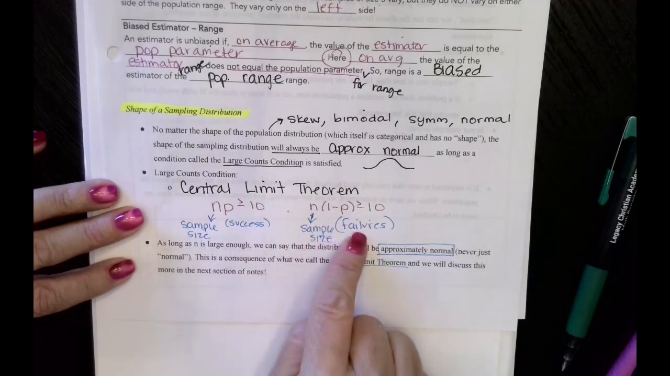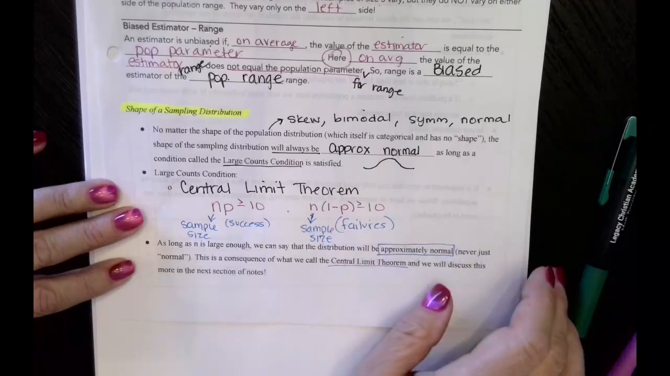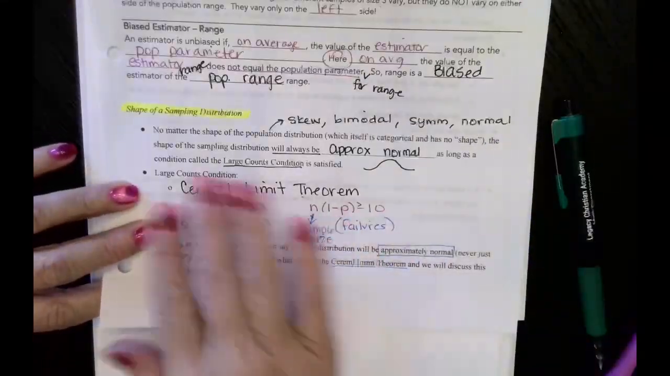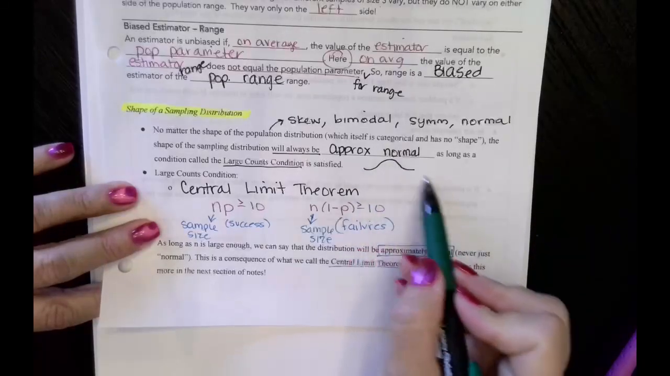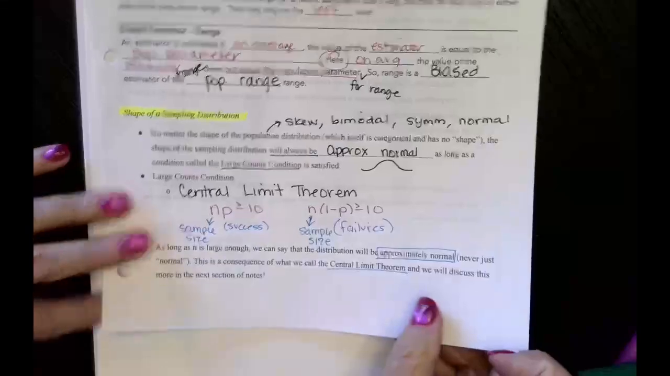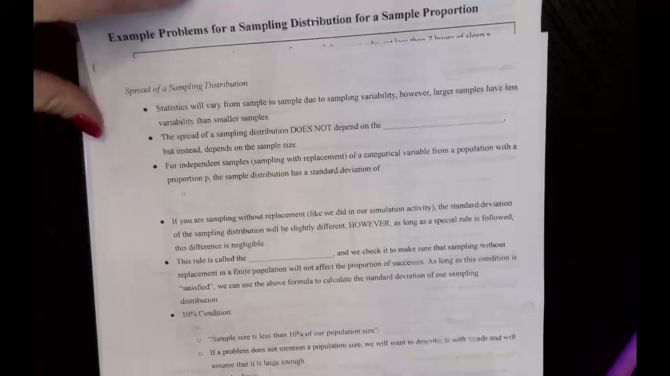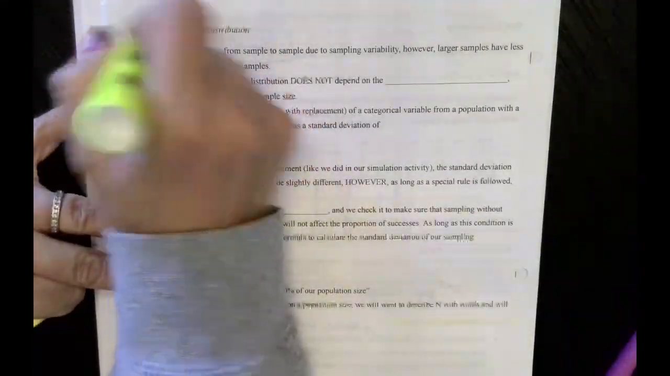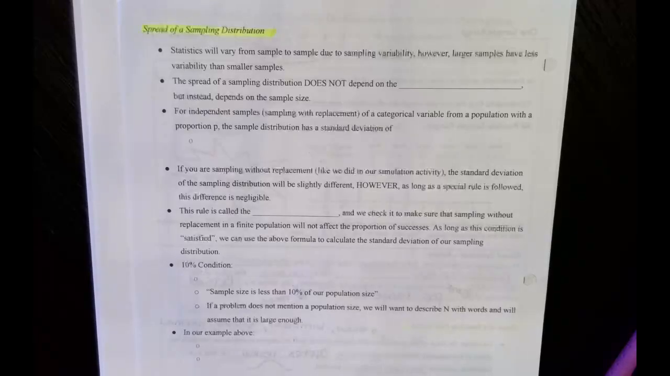Or sample size times number of failures is always going to be bigger than 10. Now, when we can say that this is true, we're going to get an approximately normal curve. So that's going to affect the shape of our sampling distribution. All right. So now let's talk about the last thing that we need to talk about here, and that is the spread of the distribution.